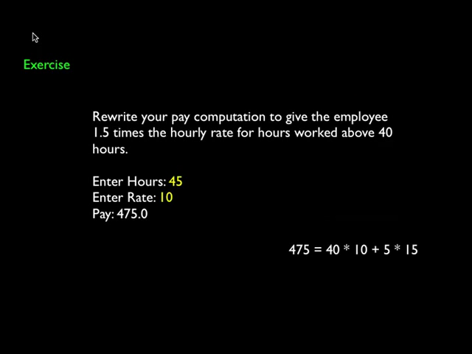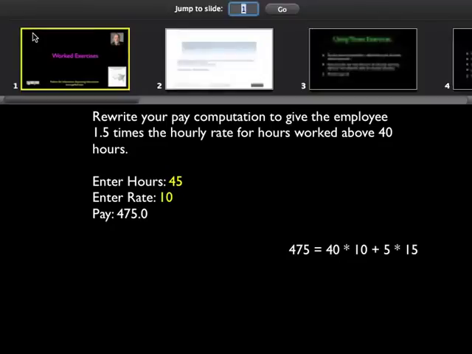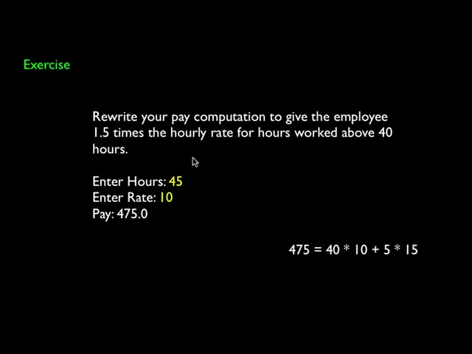So here's our exercise. We're going to do the classic rate times pay with overtime. And so the idea is that you have pay times rate, and for 40 hours you get the basic rate, and if you work above it you get 1.5 times that. So if it's $10 an hour, you get $15 an hour for the hours above 40.